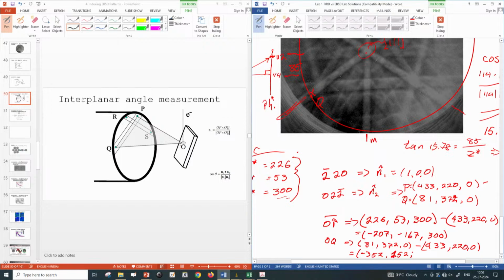And then I did something wrong. This is 300. This is OQ or OP? 81, 372, 0. What did I do wrong up here? 81, 81. Thank you. Let's just erase this. Just ignore all this stuff. Oh, whoops. So I didn't use the pattern center. I was doing P from Q, right? So just ignore this.